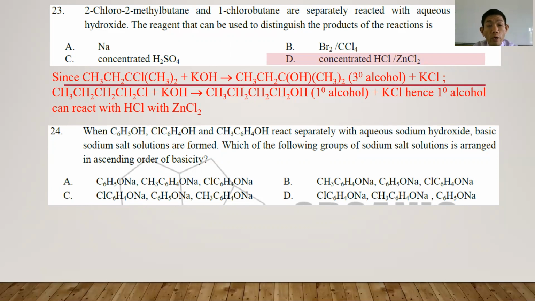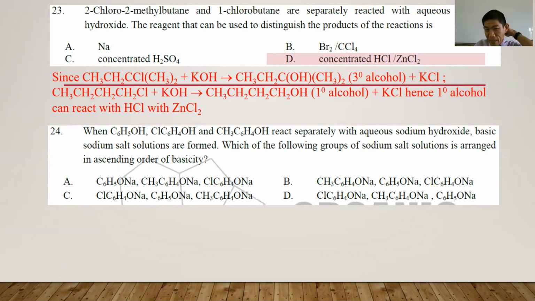Okay, so CH3C6H4OH is the weakest acid, followed by phenol itself, C6H5OH, and the strongest acid is chlorophenol, ClC6H4OH. Okay, so now we are not asked for ascending order of acidity. We are now asked for ascending order of basicity. So weakest acid will produce the strongest base.